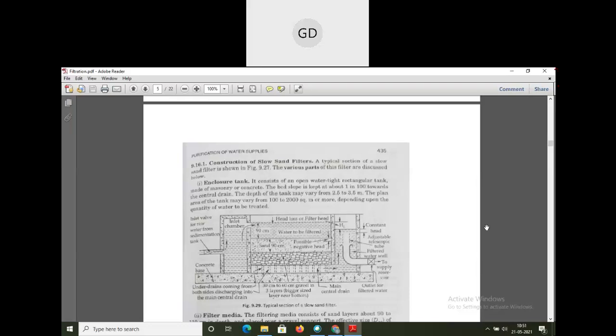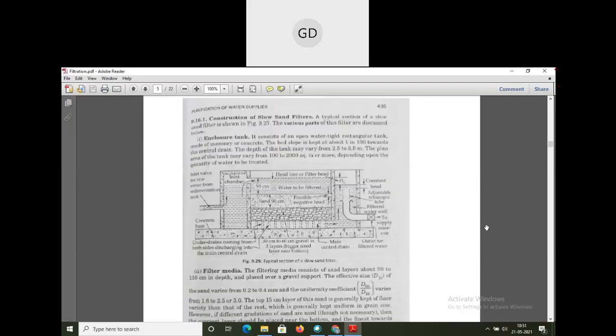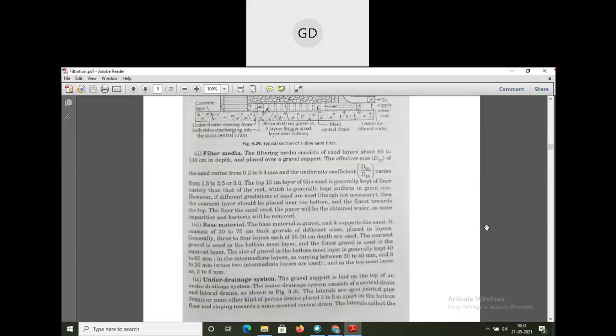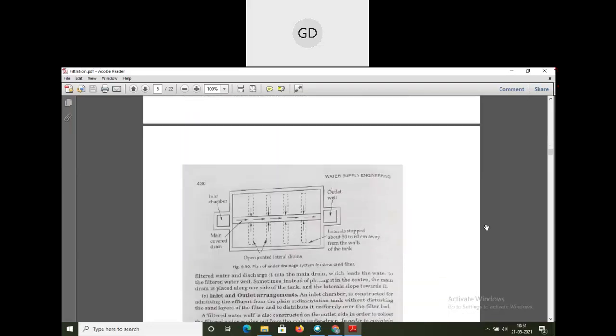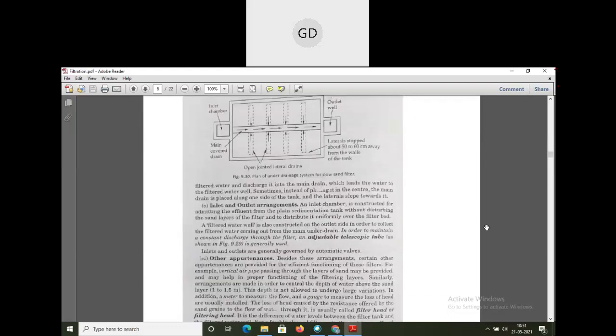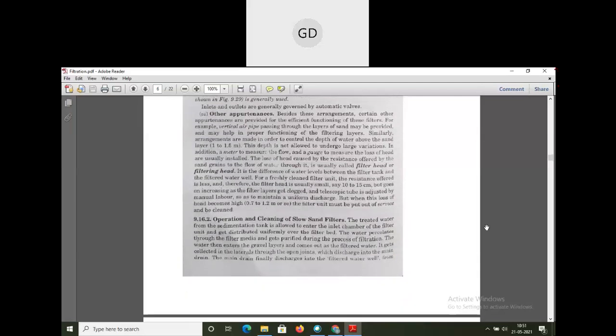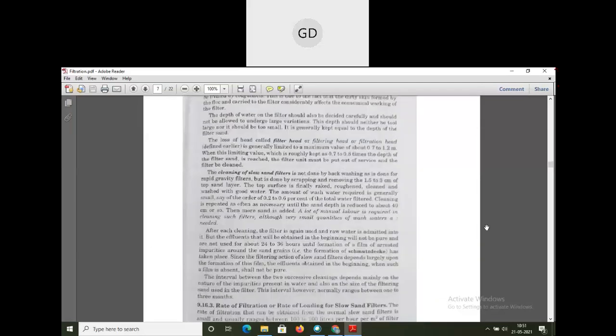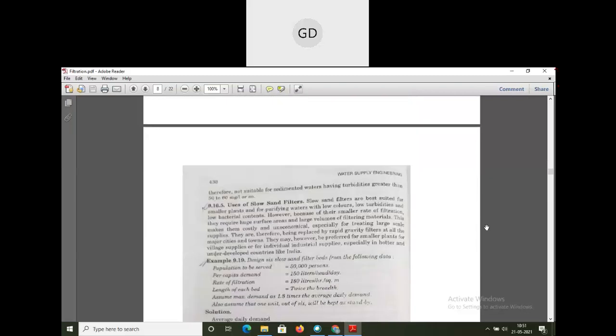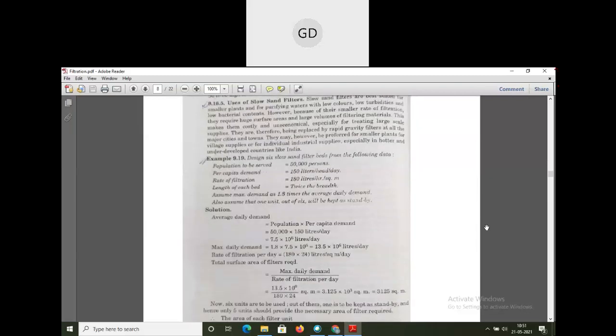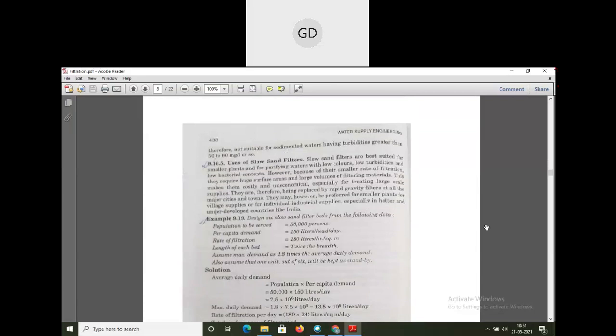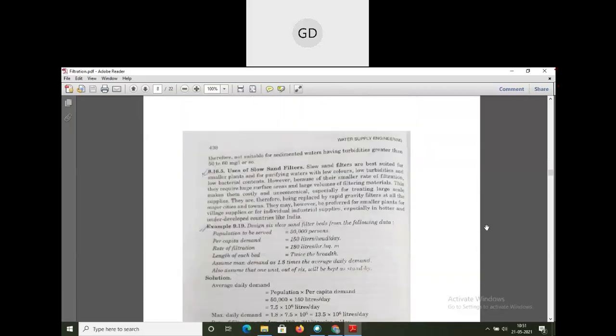So what is the tank size, and what are the filter media that are present. All these things are explained here in the construction of slow sand filters. Please go through this part by yourself; I will not be going through it. Just read it once and remember the values, if there are some values. Next we will come to the numerical, but first of all I will explain the last one, that is the uses of slow sand filters.